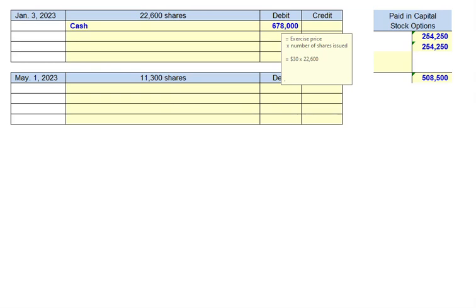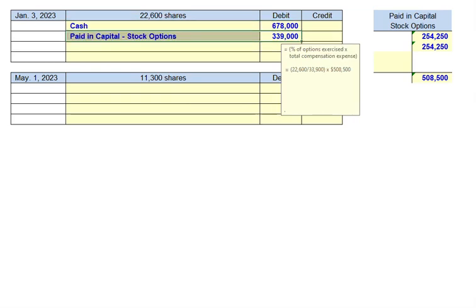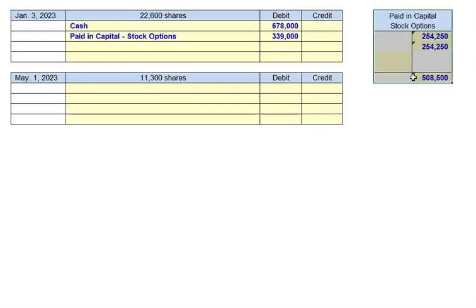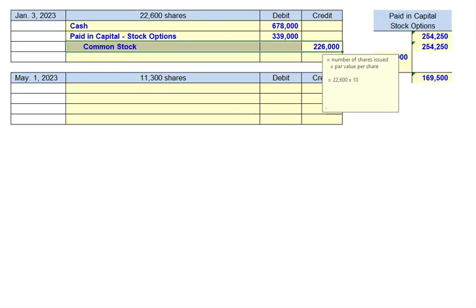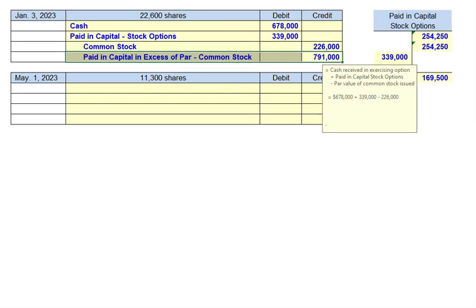So the company records the cash, and they also need to transfer out 2/3 of the capital that has been recorded in our paid-in capital stock options. So 2/3 of the $508,500 will need to be debited, transferred out of paid-in capital for the stock options, and recorded as part of paid-in capital related to common stock and additional paid-in capital. We had 22,600 shares at $10 a share, so that's $226,000 for common stock, and of course the plug is to paid-in capital in excess of par common stock.